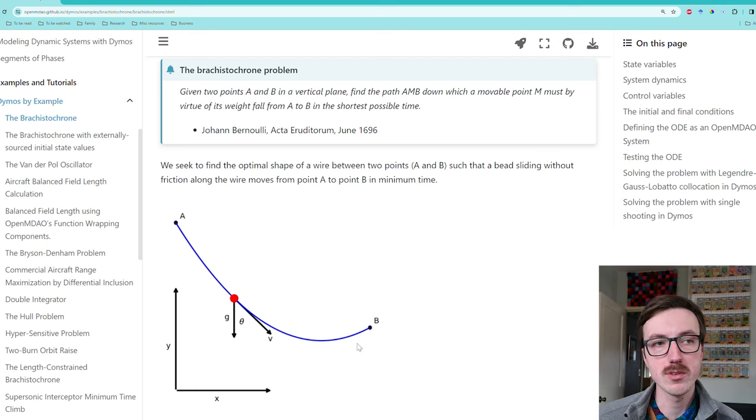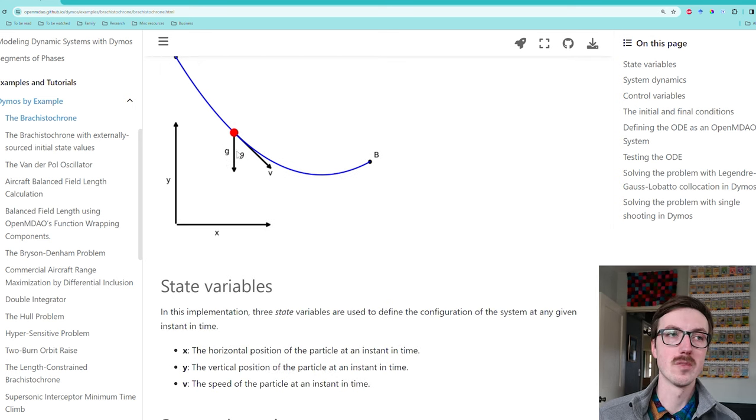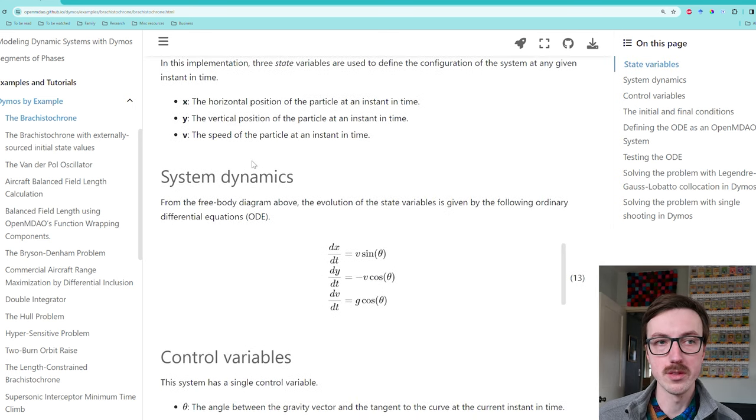But in this kind of curved example, we have theta changing. It gets bigger and bigger as it becomes less like the vertical gravity vector. Okay, so that's what theta is. Theta is a control in this case. We'll get to that in just a second. But first, let's talk about how to get x dot, y dot, and v dot in more detail.